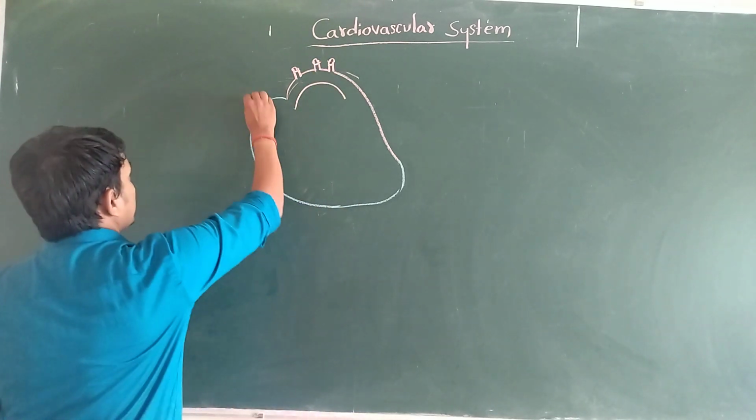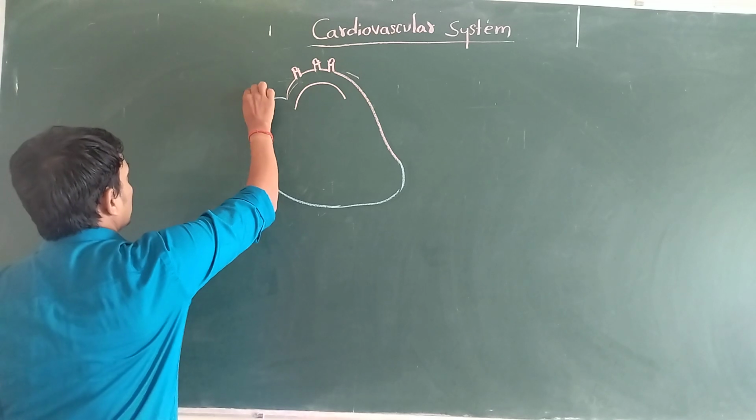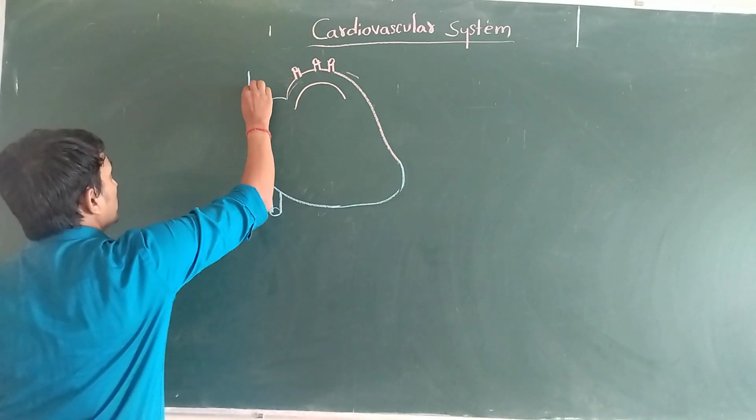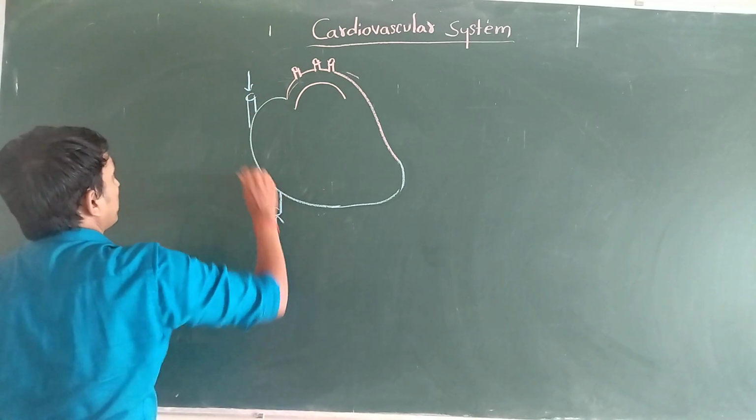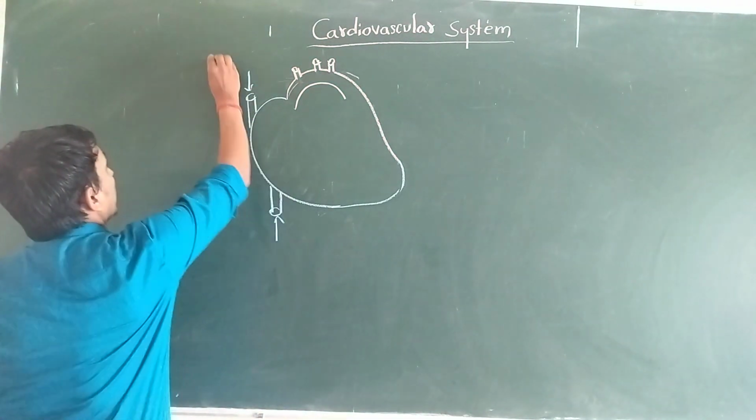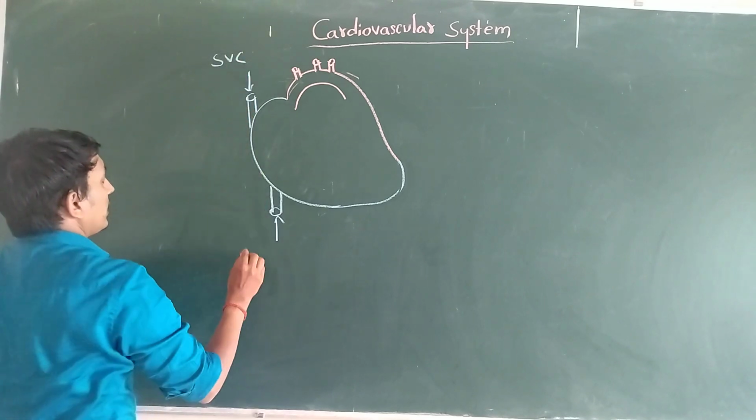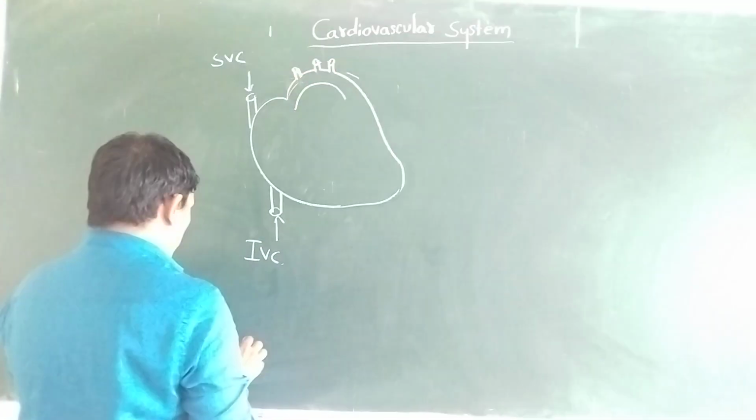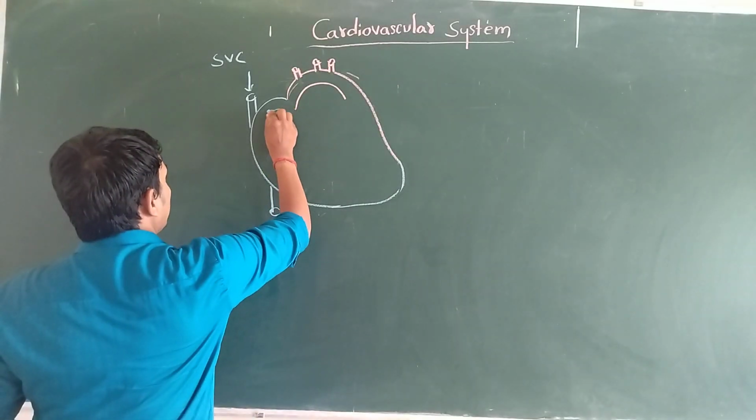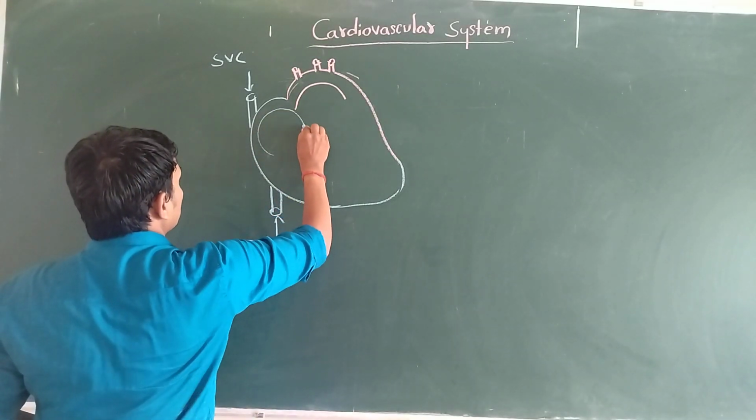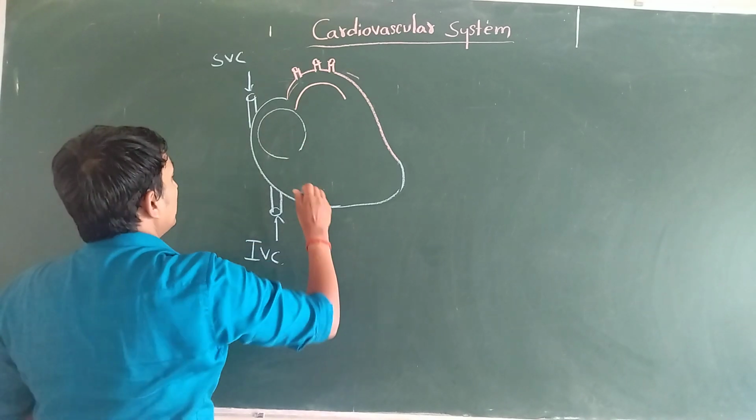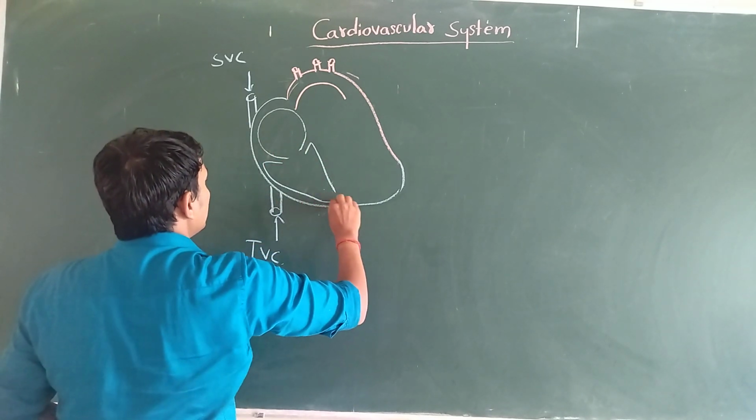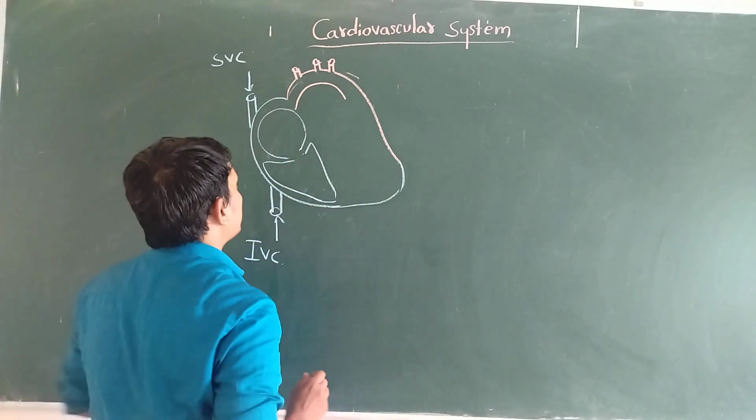As we discussed, this is called the superior vena cava, and this is called the inferior vena cava. We discussed them in the first video. We will indicate them in short form as superior vena cava and inferior vena cava. Here we have the right atrium. This is called the tricuspid valve, and this is called the right ventricle.